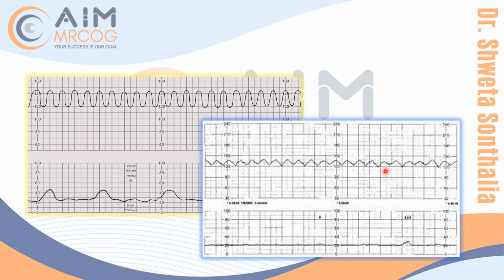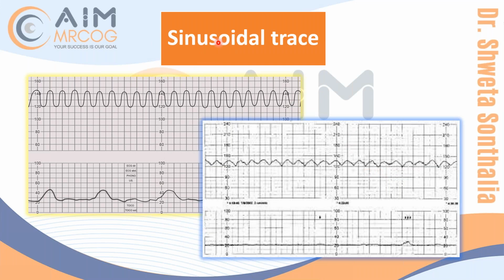Sometimes the baby can get sudden hypoxia and then it recovers. So if it is persistently like that, then you're worried that it might be abruption, it might be RH incompatibility leading to something, and then you will act upon it. So that's the main concern for sinusoidal. It should be persistent, it should have a proper pattern, then only you will label it as sinusoidal.